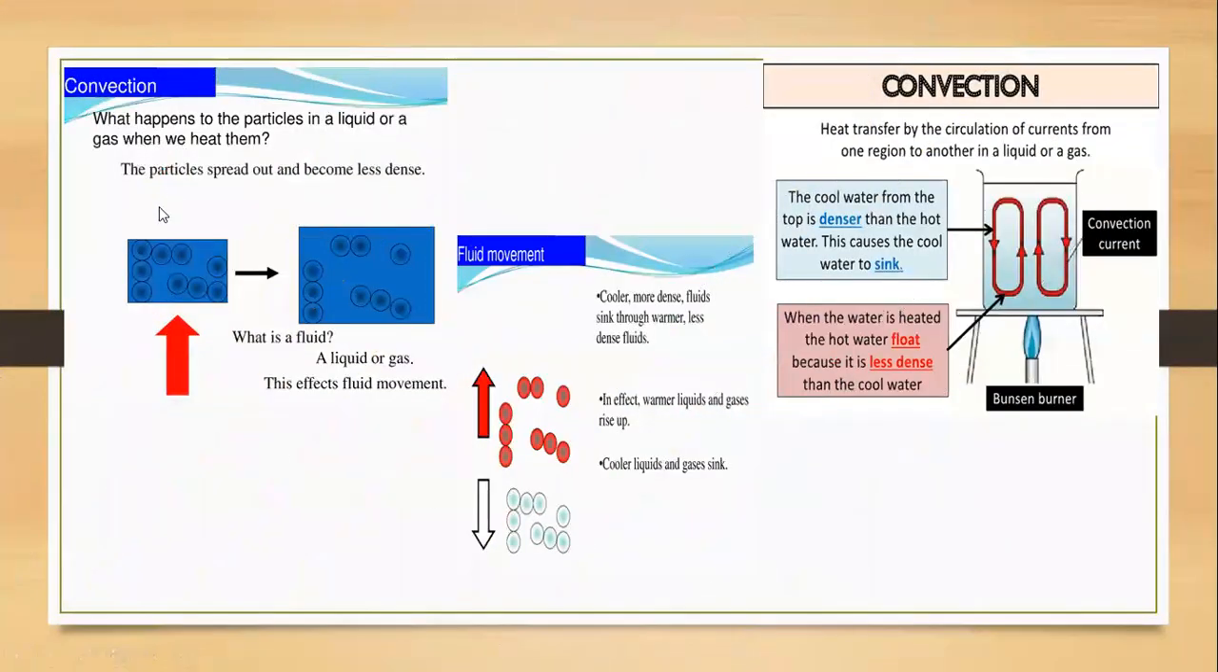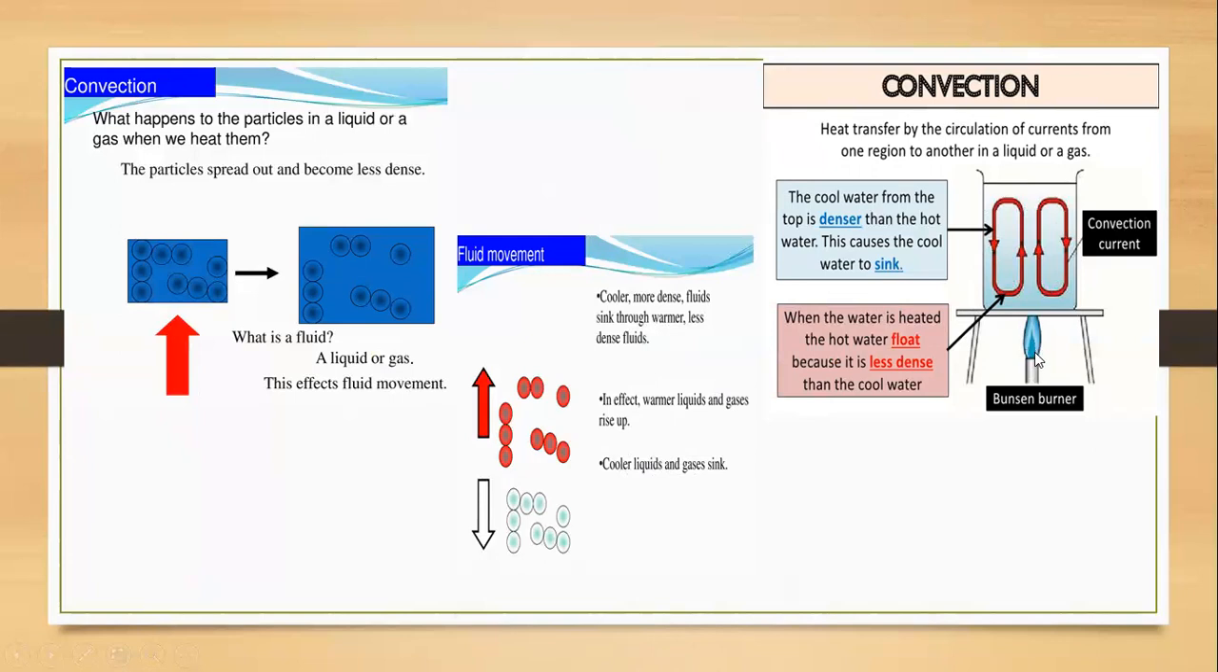So this is what happens to the particles shown in any material. When it is heated, the particles spread out, so it becomes less dense. And what happens is that those which are more dense sink down, and those which are less dense rise up. The cooler and more dense fluid sinks through warmer, less dense fluid, and the warmer liquid and gas rises up, and cooler liquid and gases sink. So this is how you can see the convection current is formed.